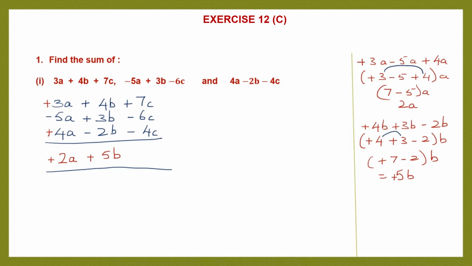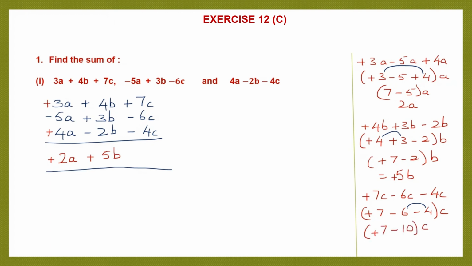Then the next one, let's take plus 7c minus 6c minus 4c. Take only the numbers, plus 7 minus 6 minus 4c. Now add the numbers that have the same sign. So these two numbers will add and put the same sign. So minus 6, put the same sign and add. 6 plus 4 is 10, 10c.